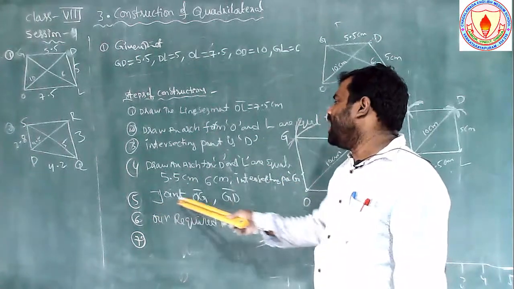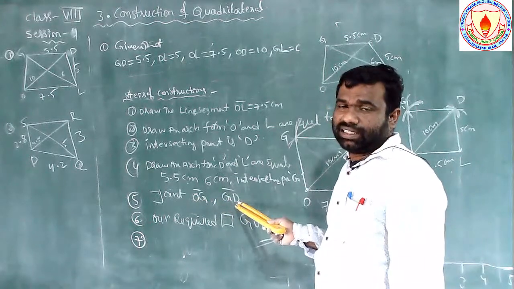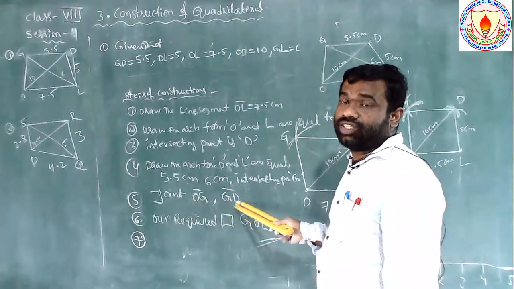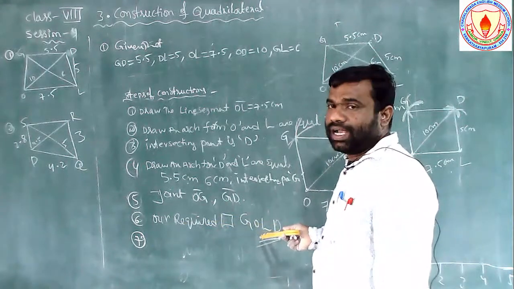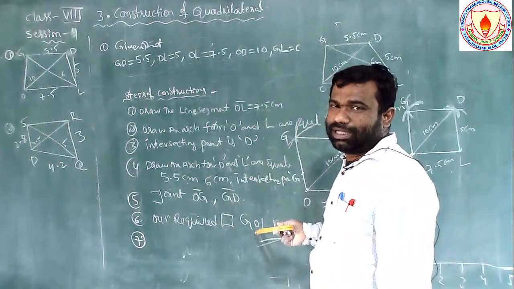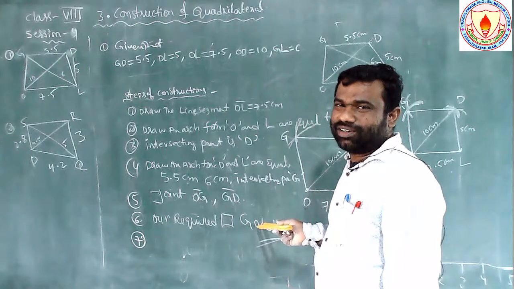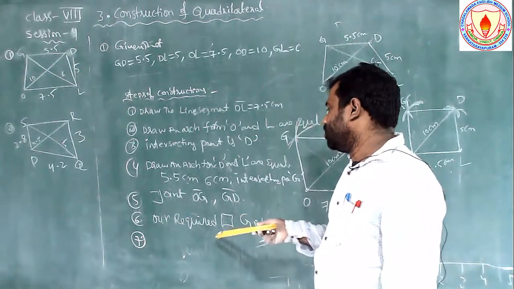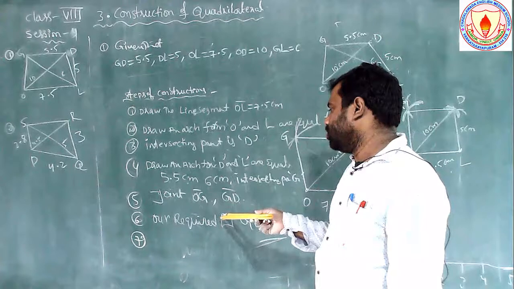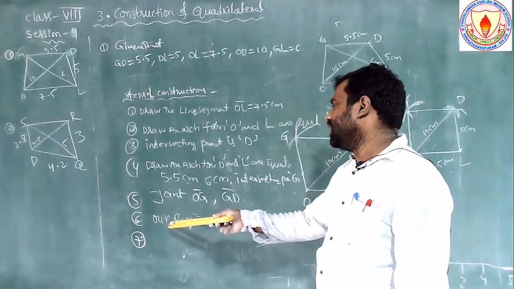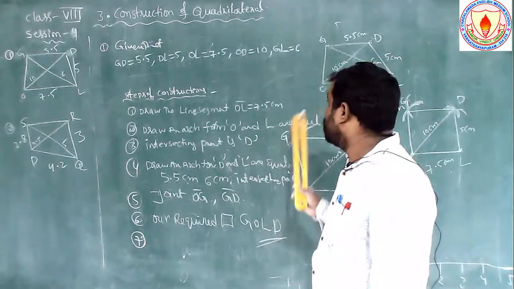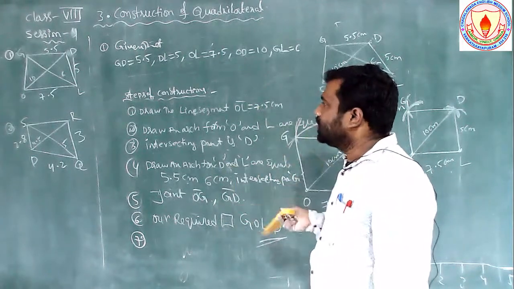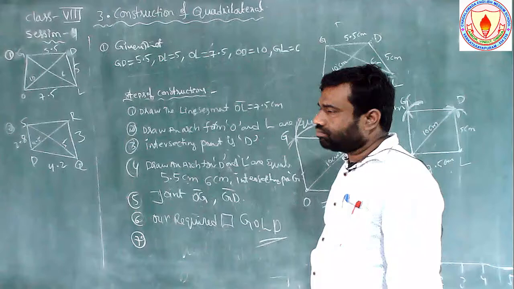Next, join OG and GD. So finally our required quadrilateral is GOLD. Yes or no? GOLD. So finally we are getting the quadrilateral GOLD. So this is the construction of this quadrilateral.